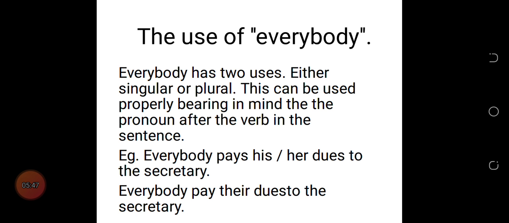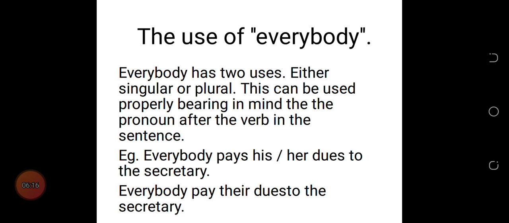So the use of the verb pay here tells you that the pronoun that should be here should be a plural pronoun. Let's take that again. Everybody pays his or her dues to the secretary. Because we have used pays, we must know that we are going for a singular subject, okay? I hope that is clear.